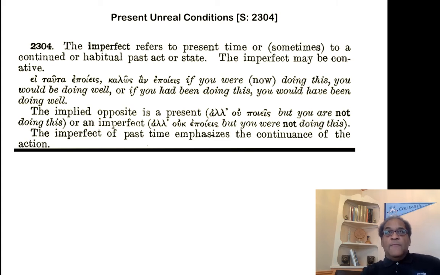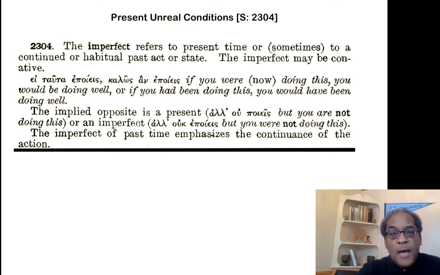So if you're talking about an unreal condition in present time, the imperfect indicative is used, and it refers to present time or sometimes to a continued or habitual state, past act or state. The imperfect may be conative. It may express what one was trying to do. So, ei tauta epoies, kalos an epoies.